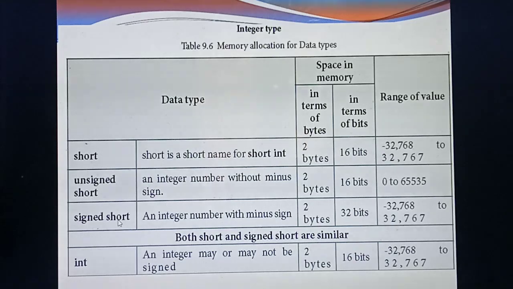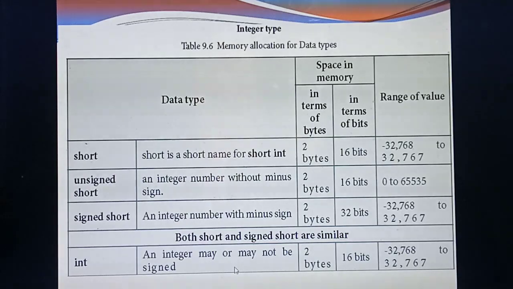So normally what's the storage capacity of int? 2 bytes. Int means integer, which may or may not be signed. Now we can call -5 also an integer, +5 also an integer. A number with sign or without sign we can call an int. Understand? So under the integer data type how many modifiers have we studied? 4. What are they? Short, unsigned short, signed short and integer.